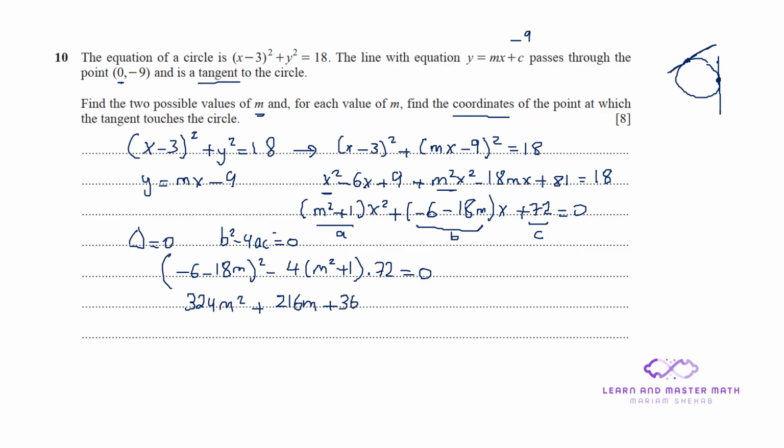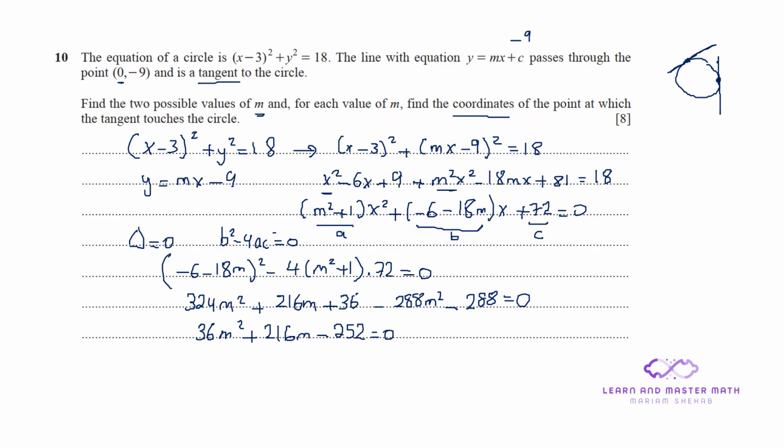Minus 4 times 72 m squared, which is equal to 288 m squared, and minus 288. All of this is equal to 0. Still, we can arrange more. Combine the m squared terms together. This will be a quadratic: 36 m squared, which is 324 minus 288, and we have 216m plus 36 minus 288, which is negative 252, equals 0.